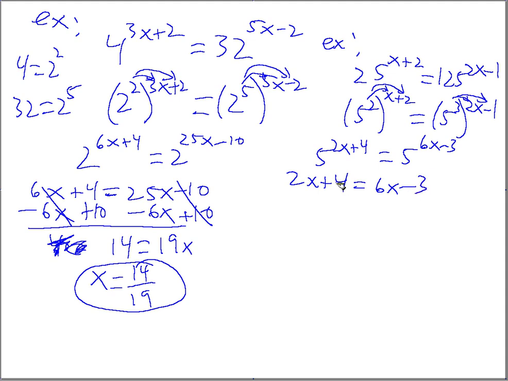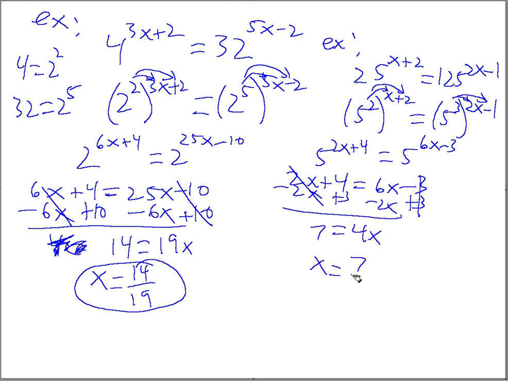All right, no big deal. Again, let's subtract the x on one side and numbers on the other side. Add 3 to both sides, which takes care of that. So 7 is equal to 4x. So x will be 7/4, dividing both sides by 4 for our solution.